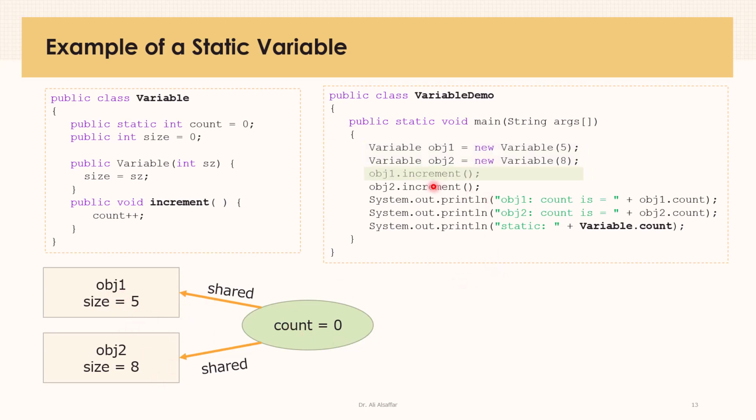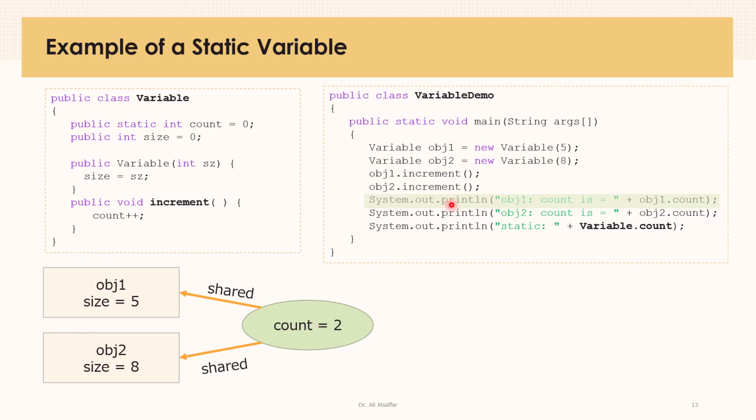So let us see what happens when we use the increment method for object 1. The method increases the value of count by 1. And since count is shared by both of them, the next call of the increment method by object 2 will also increase the value of count by 1. So increment for the first object will change count, and increment for the second object will also change count. Why? Because it is shared by both of them.